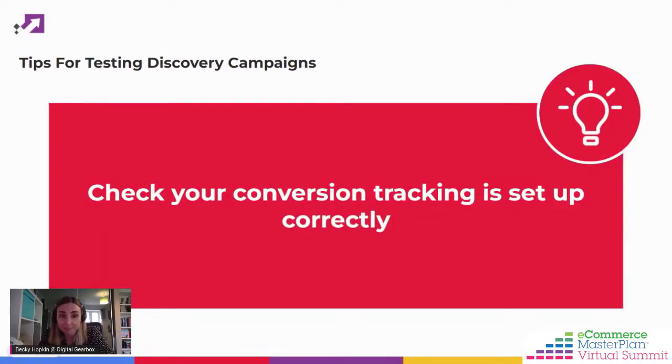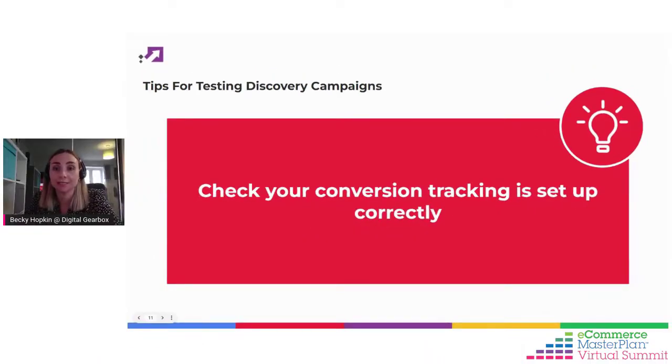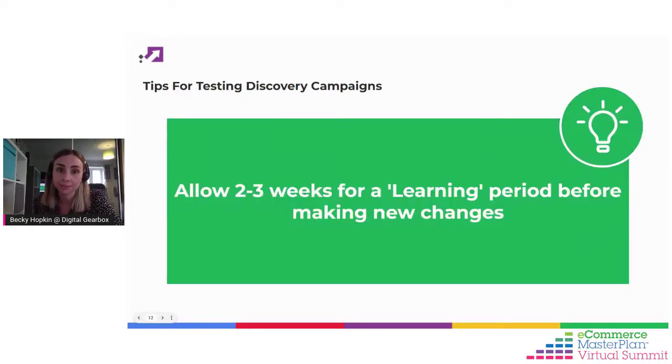Just to give you my top tips to finish up, make sure your conversion tracking is set up correctly. Where discovery relies on automated bidding, you need to make sure that the key conversion is tracking accurately and being counted in your conversions. Without this, it's not going to be able to optimize accurately.